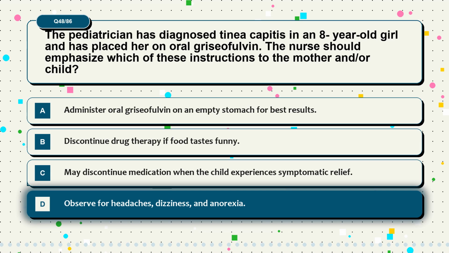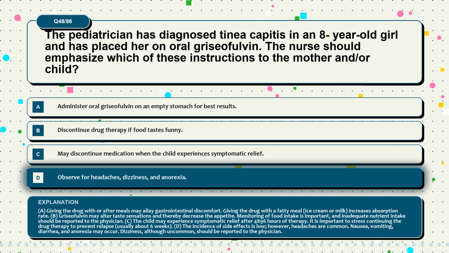The correct answer is option D. Observe for headaches, dizziness, and anorexia. Giving the drug with or after meals may allay gastrointestinal discomfort. Giving the drug with a fatty meal, ice cream, or milk increases absorption rate. B. Griseofulvin may alter taste sensations and thereby decrease the appetite. Monitoring of food intake is important, and inadequate nutrient intake should be reported to the physician.